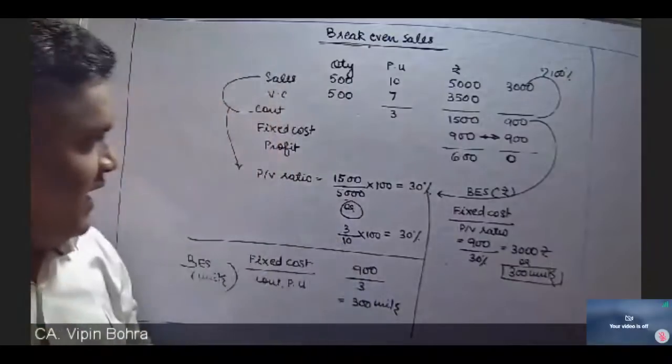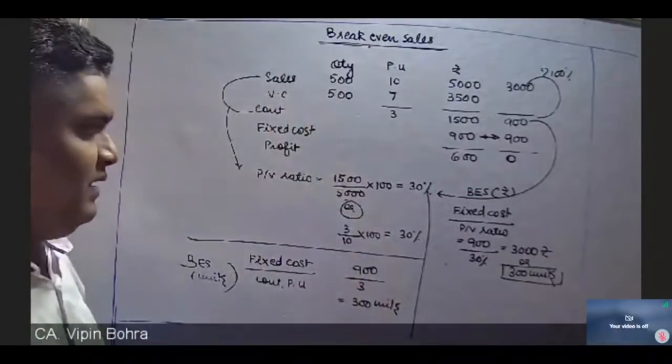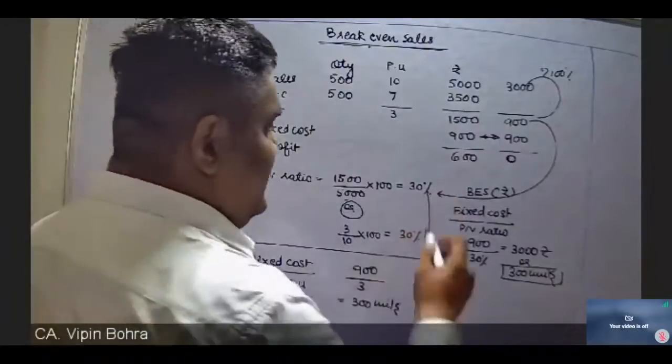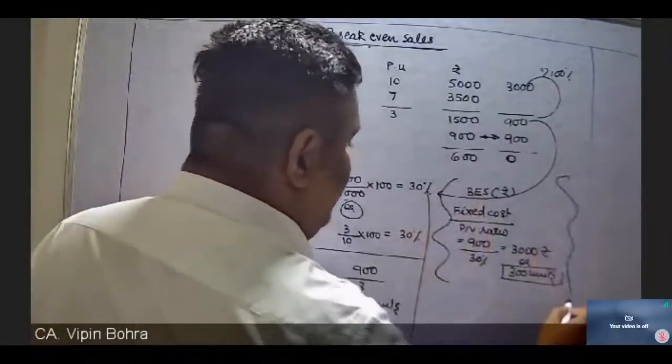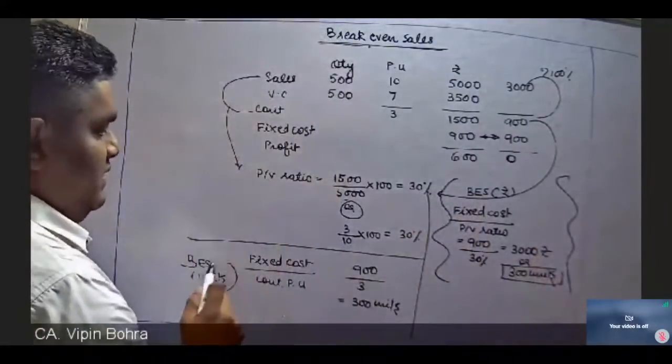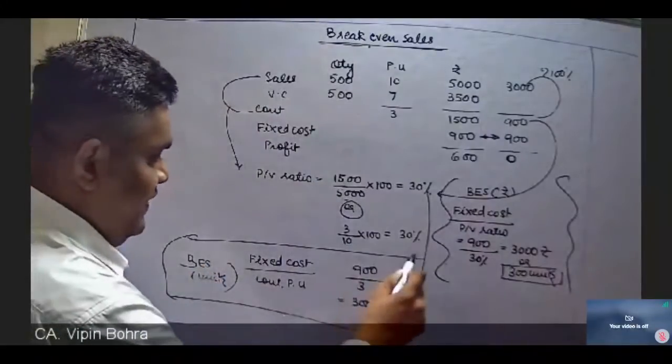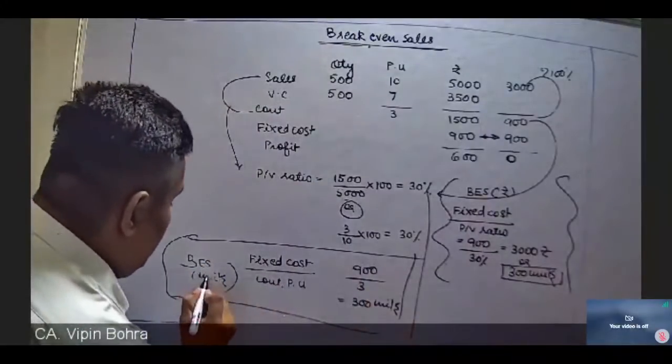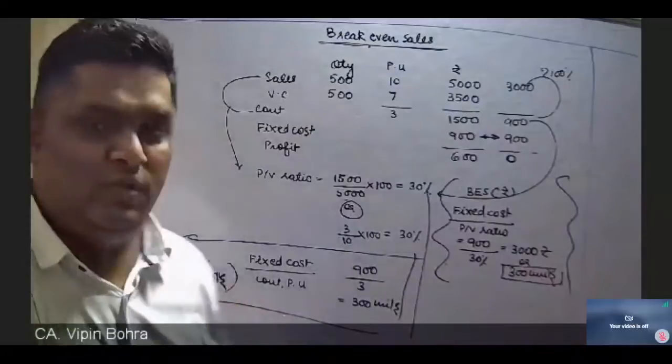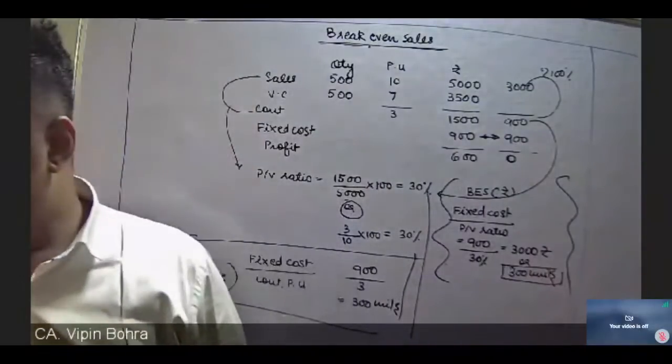I suggest you to please copy this part. Break-even sales in rupees, the formula is fixed cost divided by PV ratio, and break-even sales in units, fixed cost divided by contribution per unit. Please copy this part, guys.